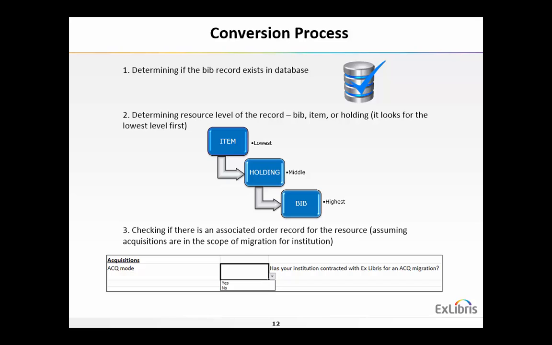Assuming that your institution has contracted with Ex Libris to have acquisitions included within the scope of the migration project, in the third and final step, the system will check whether there is an associated order record attached to the bibliographic record. We will discuss in more detail later on how exactly the system logic works when selecting the associated order record in the event that one or more active or inactive orders exist.